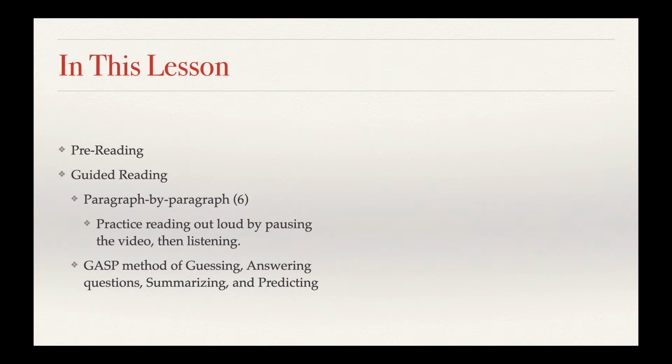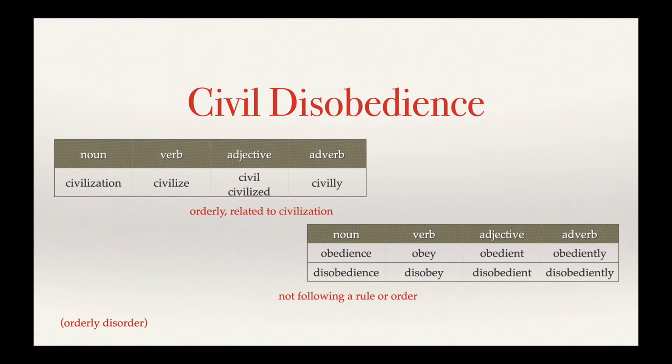Again, we'll be using the GASP method of guessing, answering questions, summarizing, and predicting. The goal here is to get you reading quickly and easily. So let's start with some pre-reading. This week's reading is called Civil Disobedience. But what does civil disobedience mean?